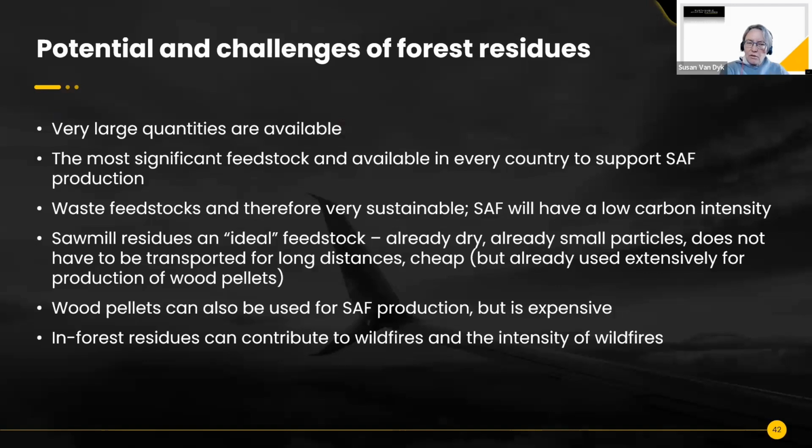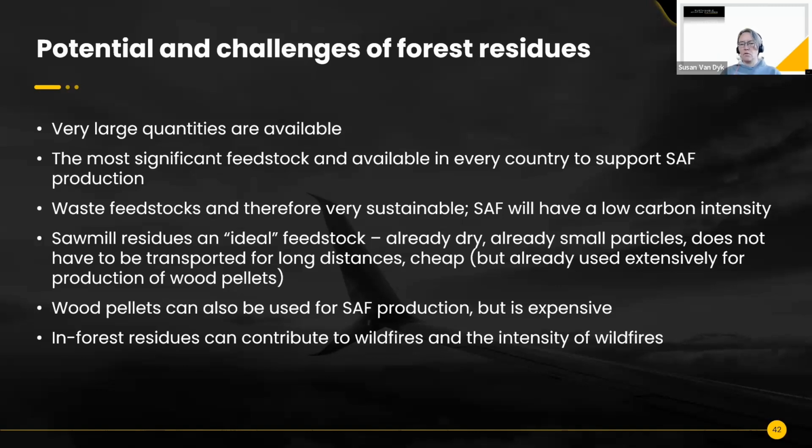So when we look at forest residues, this is one of the biggest amounts of feedstocks that is available everywhere in the world. And it's in every country, so meaning that you can probably build a SAF facility based on this feedstock in most countries. It's also a waste feedstock, and it's very sustainable. And if you use gasification, for example, it's one of the lowest carbon intensity.